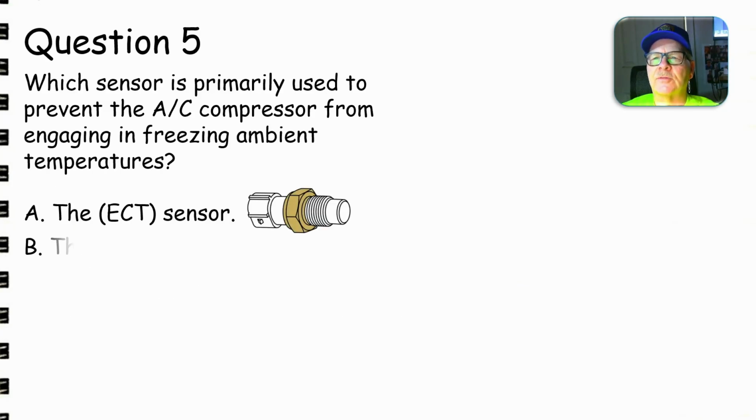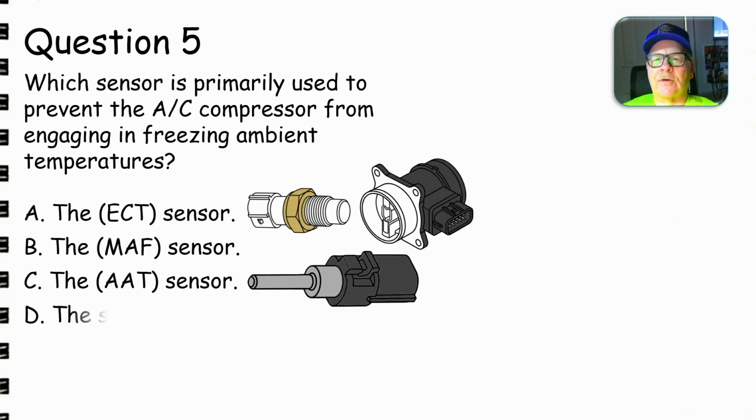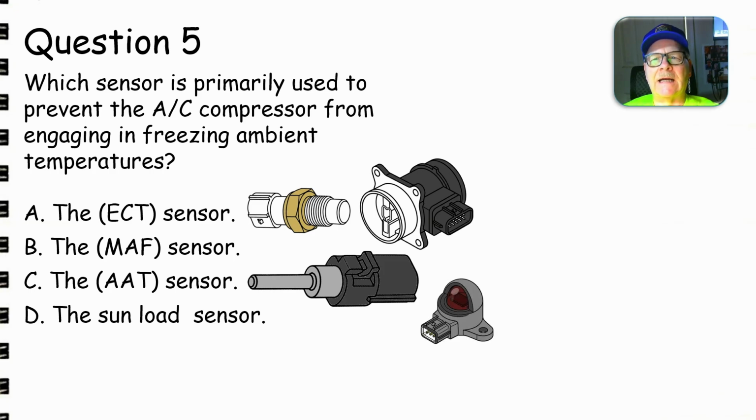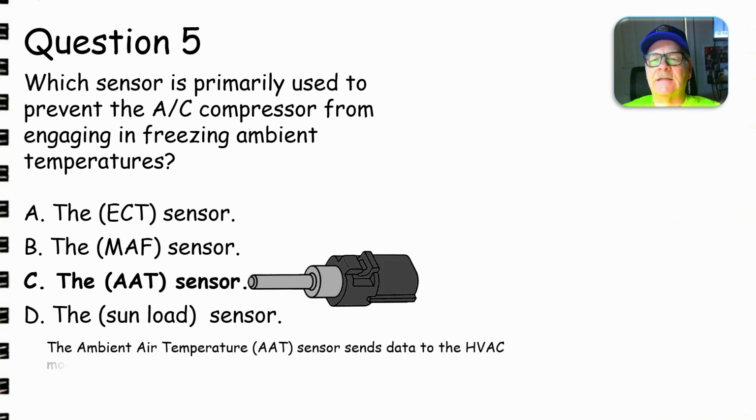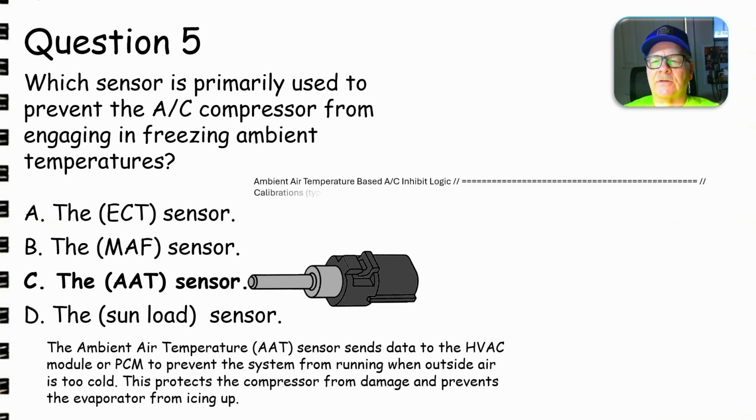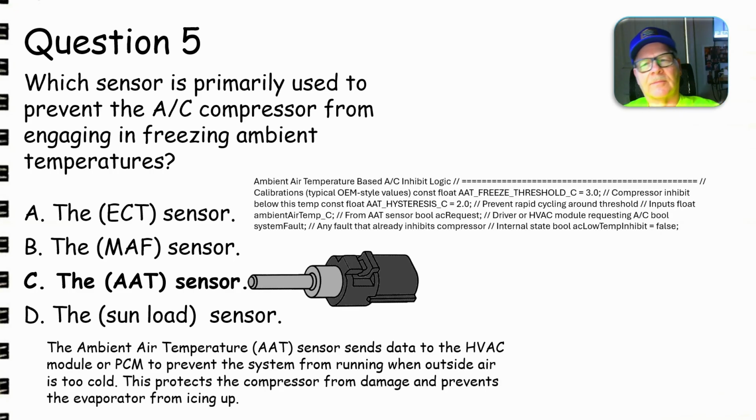Okay, which sensor is primarily used to prevent the AC compressor from engaging in freezing ambient temperatures? Is it the ECT sensor, the MAF sensor, the AAT sensor, or the sun load sensor? Well, that's an interesting question, isn't it? This is going to be the ambient air temperature sensor that sends data to the HVAC module or the PCM to prevent it from running when outside air is too cold. Now, a lot of those algorithms we don't even know. This is basically the way it looks in the programming.